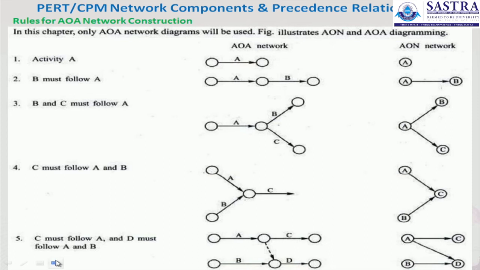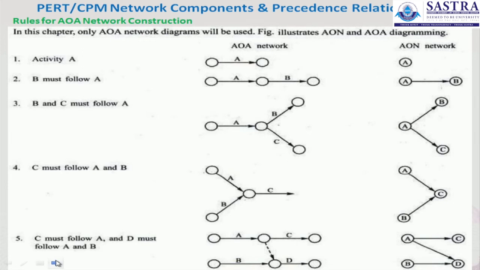Here are the rules for AOA network construction. Through the diagram I can show it to you here. In these AOA network diagrams, the first one is activity A. Activity A goes from one node to another node through an arrow. The second is B must follow A. A will be the first activity and B the second activity, but B is preceded by A. B must follow A, and the diagram is represented here.